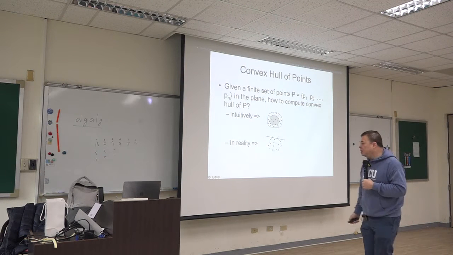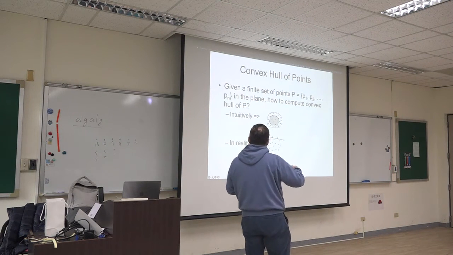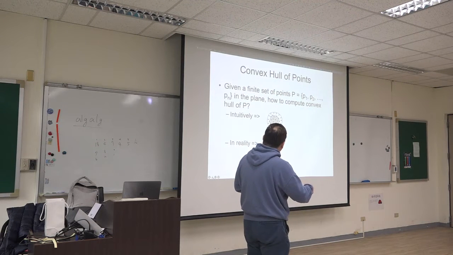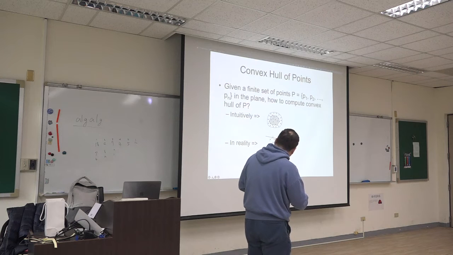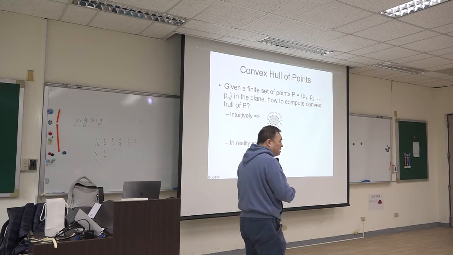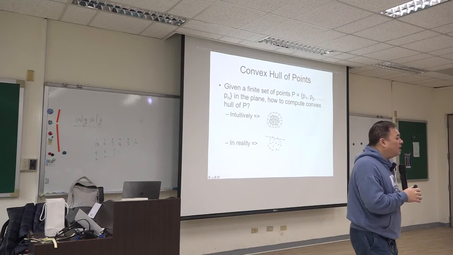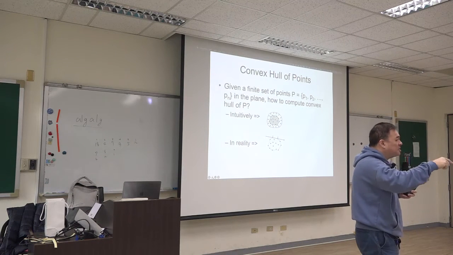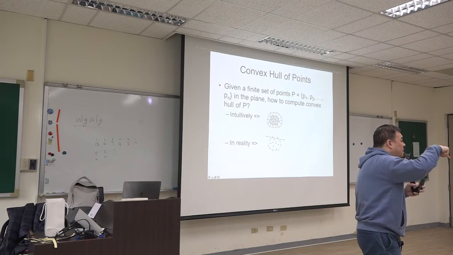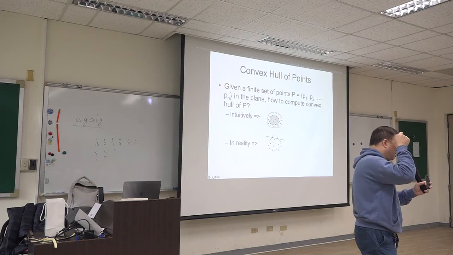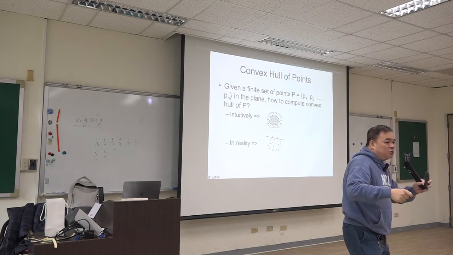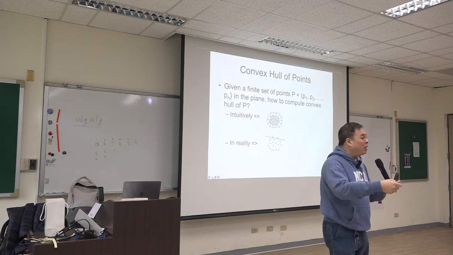Actually, given a finite set of points, like P1, P2, and so on to Pn, let's say we have n points in the plane, the convex hull of those points, you could imagine, is just like you have a bunch of nails on a plane. And you know a rubber band, right?